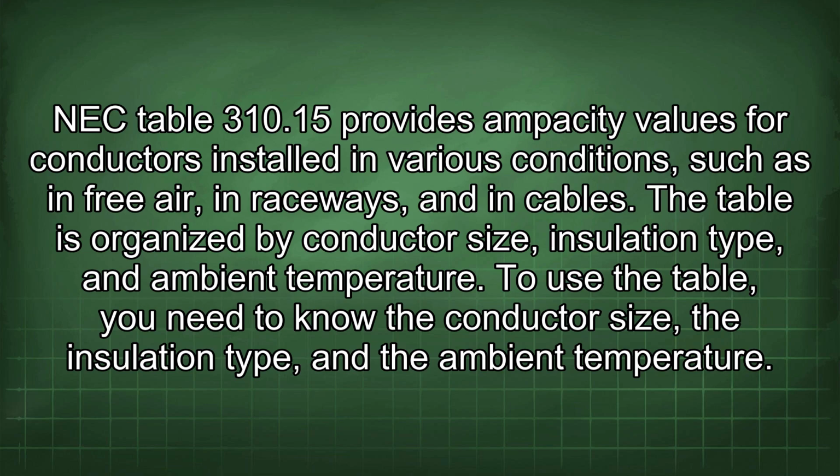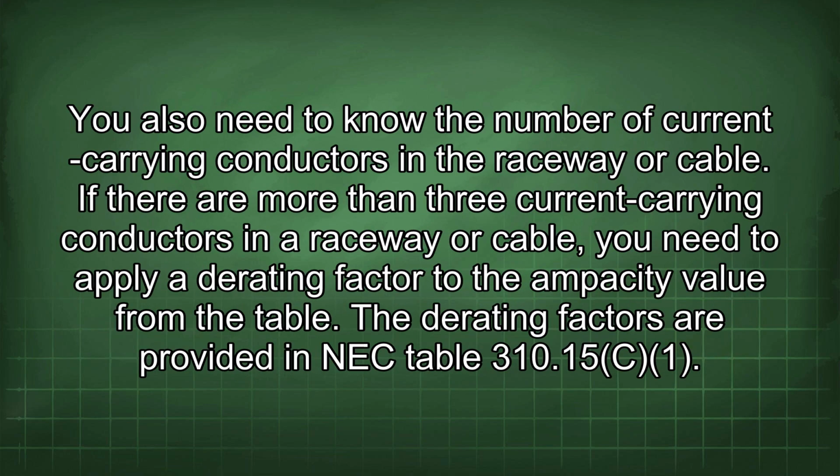NEC Table 310.15 provides ampacity values for conductors installed in various conditions, such as in free air, in raceways, and in cables. The table is organized by conductor size, insulation type, and ambient temperature. To use the table, you need to know the conductor size, the insulation type, and the ambient temperature. You also need to know the number of current-carrying conductors in the raceway or cable.